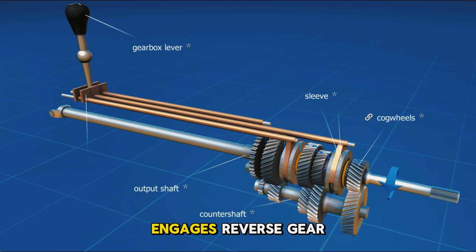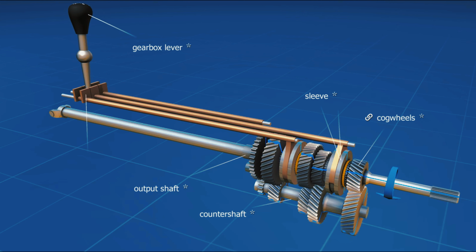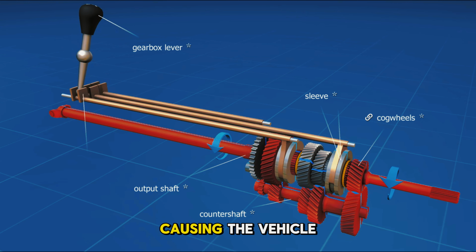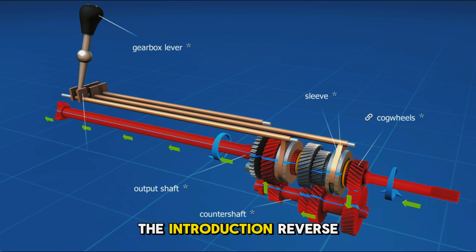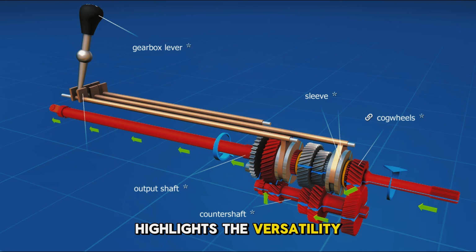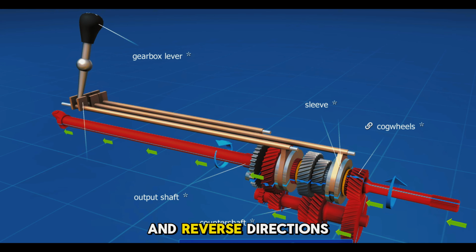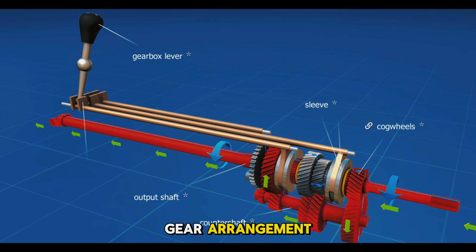When the driver engages reverse gear, an additional gear is introduced into the system between the last gear on the countershaft and the output shaft. This additional gear changes the rotational direction of the output shaft, causing the vehicle to move backward. The introduction of reverse gear highlights the versatility of the transmission system, allowing the vehicle to move in both forward and reverse directions by changing the gear arrangement.